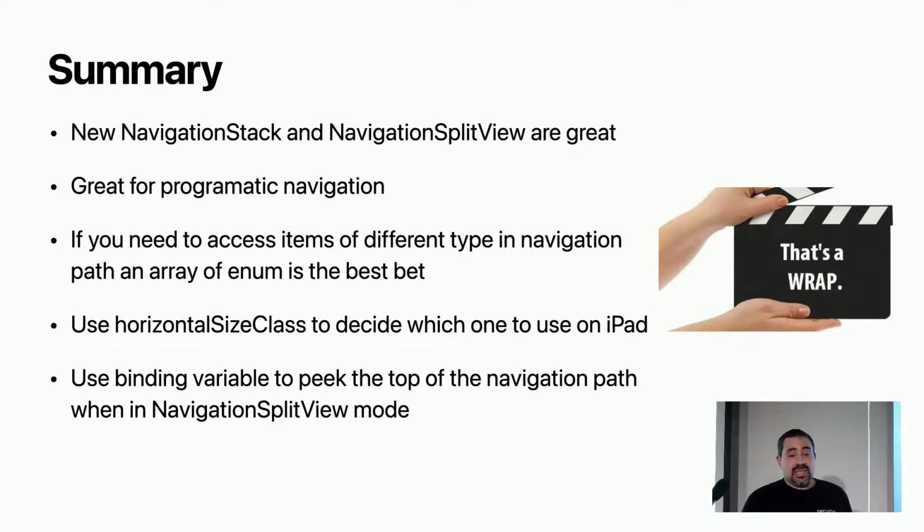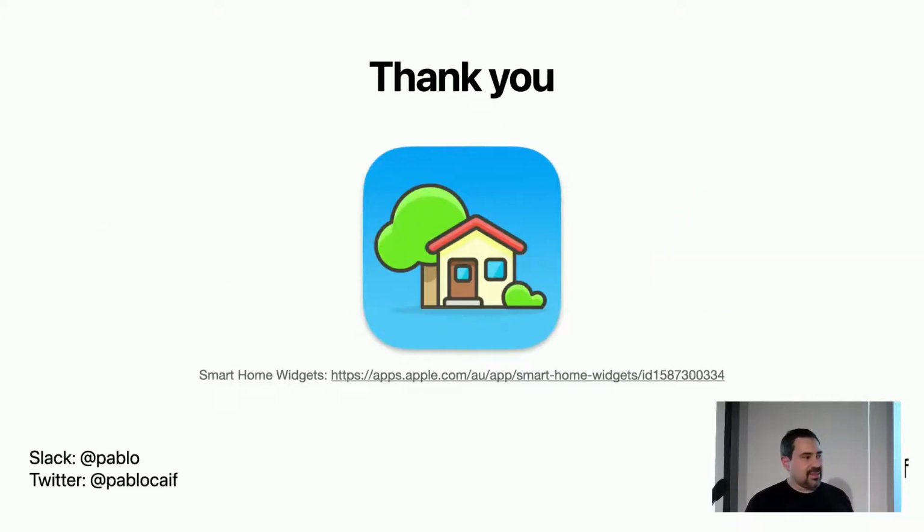If you need to access items of different types, enums are great for that, and you can use the horizontal size class to decide, when views in the app are being resized, what to show or what not. And the binding variables can be great to translate or expose that little bit of the navigation path when it goes into a navigation split view. So that's it.